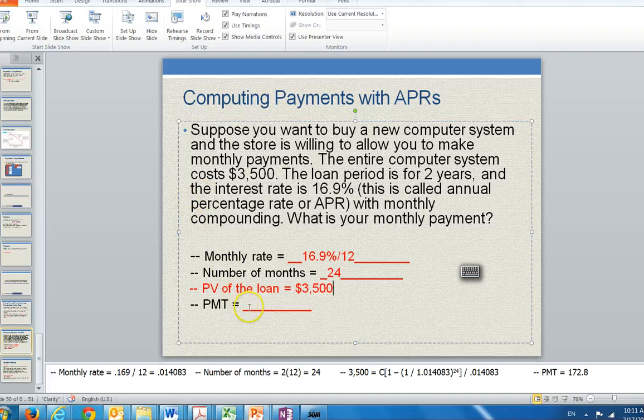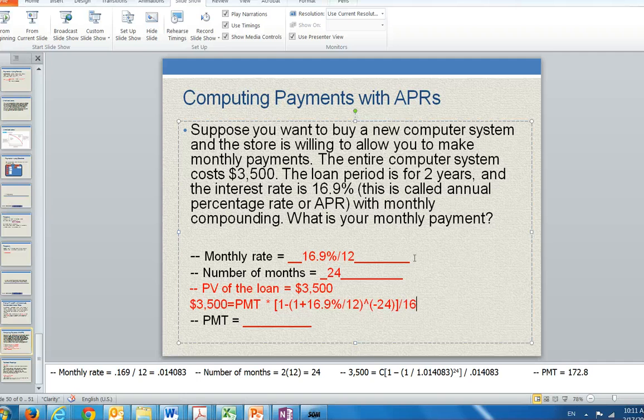So plugging this in, 3,500 equals payment times 1 minus 1 plus 16.9% divided by 12 raised to the power of negative 24, because we are calculating the present value. Then divide the whole thing by the interest rate, 16.9% divided by 12. So that's how we plug these numbers into the equation.